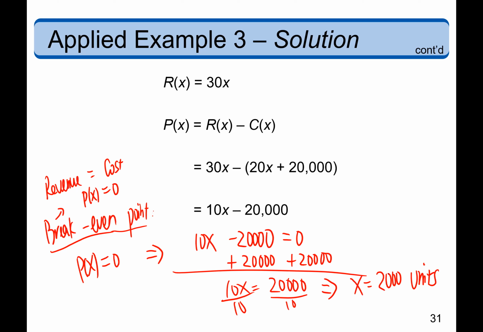Okay, cool. So if they produce more units than 2,000 units, they will make a profit, right? So if they produce less than 2,000 units, they will have a loss. So that's how businesses analyze their financial conditions and make sure they stay alive. They can make more money in the future just by mass production. Okay, cool. Thank you. Very good.